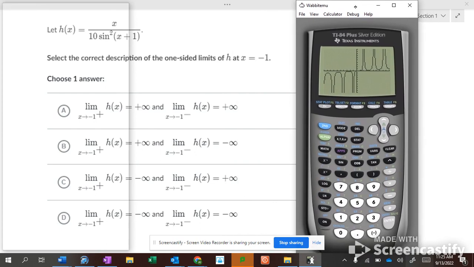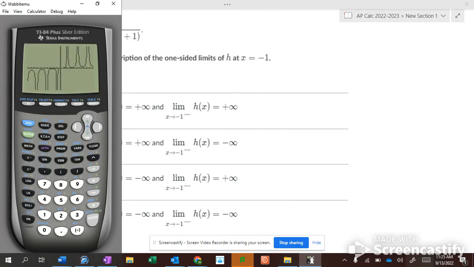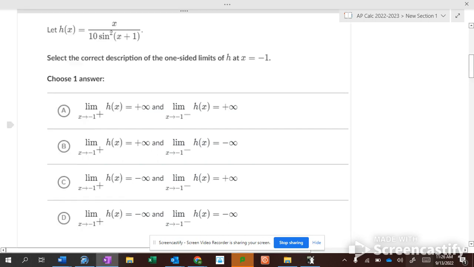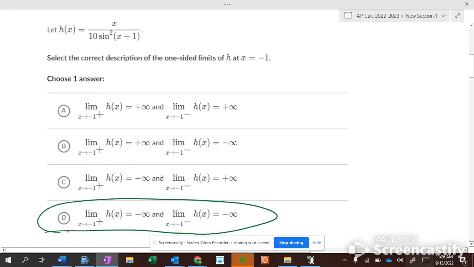So, as we approach -1, okay? As we approach -1, if we zoom in at -1 or close to -1, as we go towards -1 from both the left and the right, where is it going? Looks like it hits an asymptote. They're both going down, so they both hit -infinity. So that would be choice D. Okay?